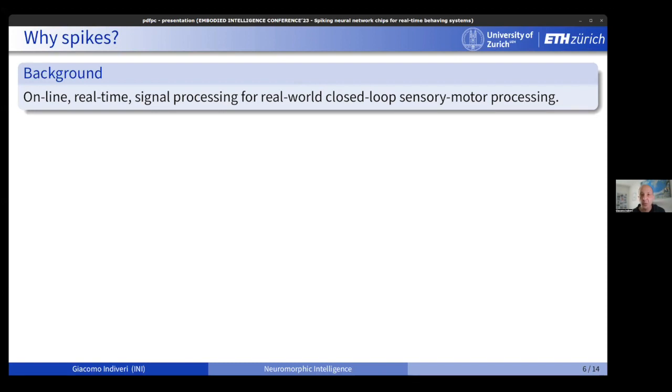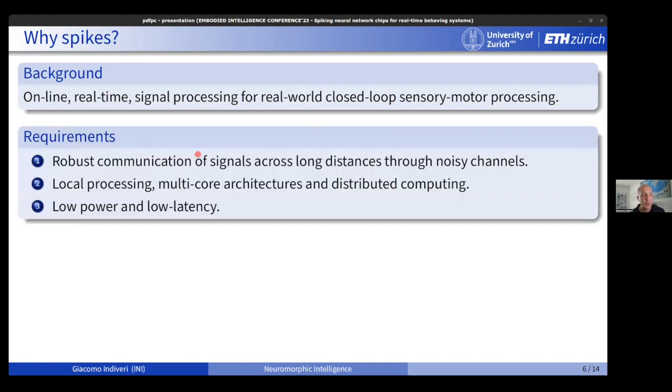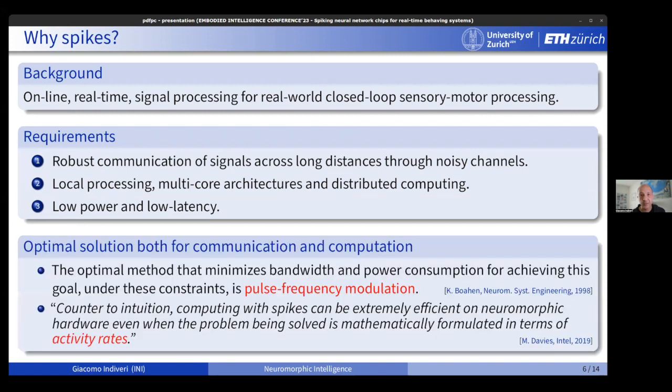So, and we want to be able to send signals from, for example, joints far away to a processing unit through some wires, cables, through noisy communication channels. We want to do this in a robust way, and we want to do it with low power and latency. So if you put all of these ingredients together and you just open your communications textbook, you will find that the most efficient communication protocol to transmit signals through noisy channels by minimizing power and bandwidth is to use pulse frequency modulation.